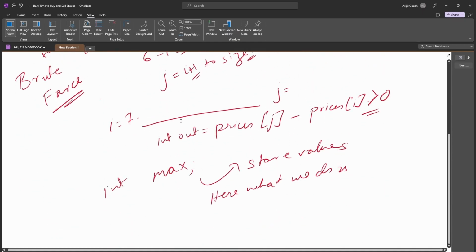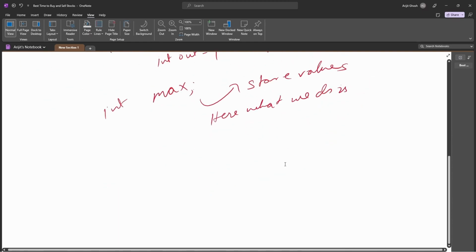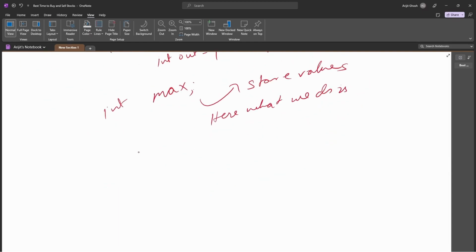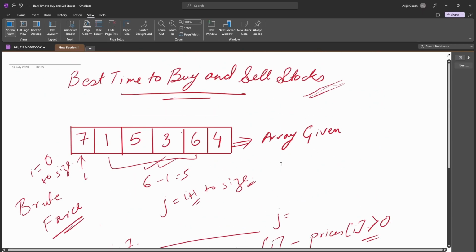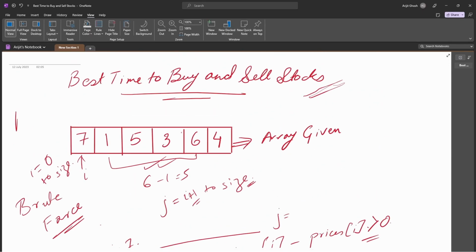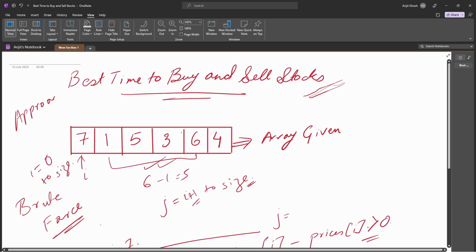So what we do, we run two loops, right? And then we store values in out, and then we write an if condition, that if max is smaller than out, we store the value of out in max. So this is our approach number 1.